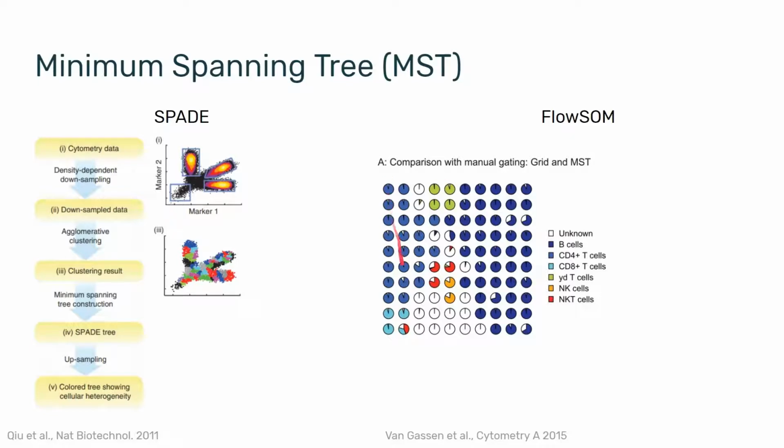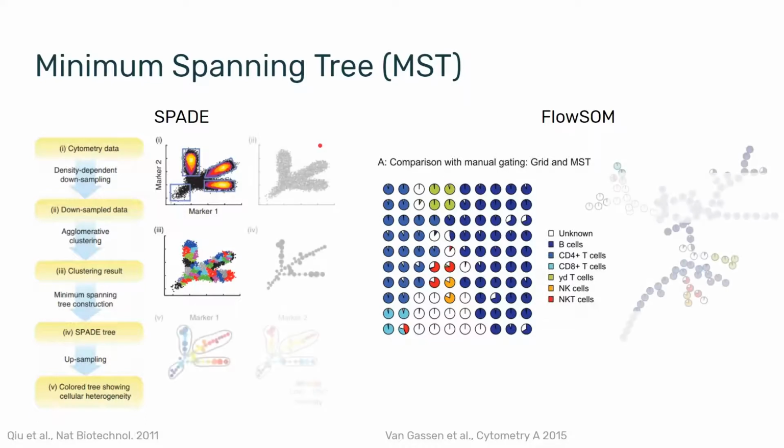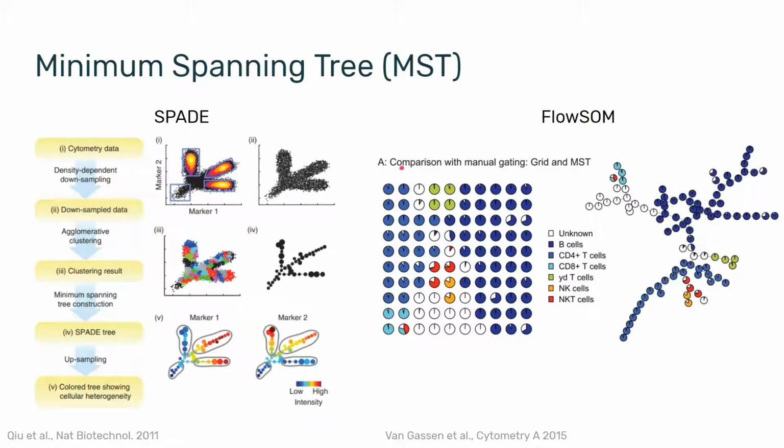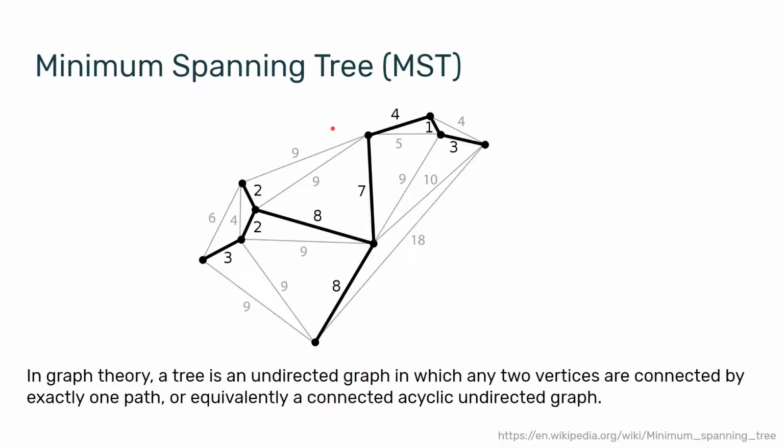And here is how Flowsum sees the clusters. It is a grid that is part of the algorithm definition. Both of these methods use a minimum spanning tree to present the clusters. So the minimum spanning tree represents each cluster as one of these dots or bubbles, and they're connected using edges to each other. Now, a minimum spanning tree by its definition is a tree.